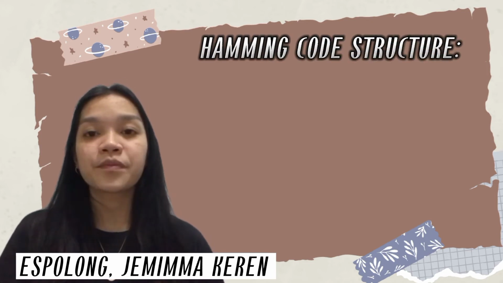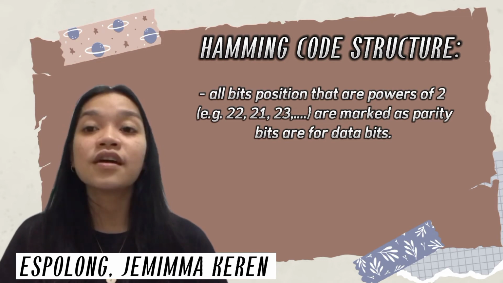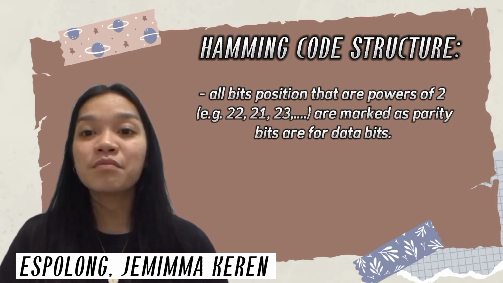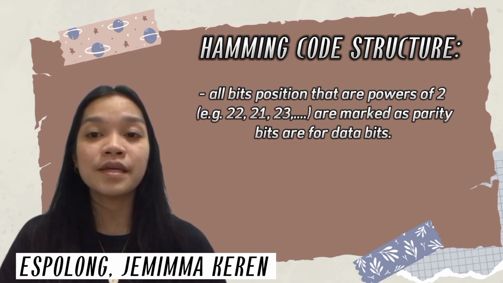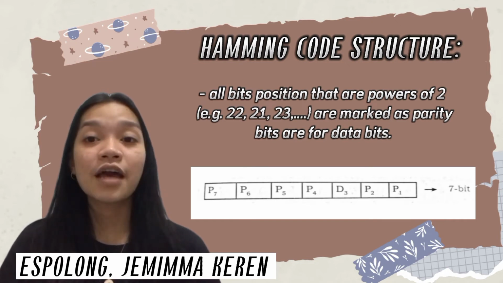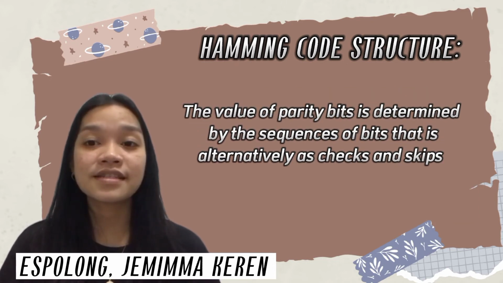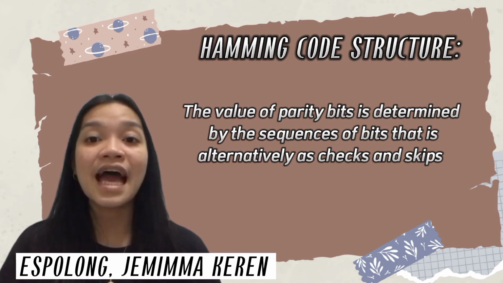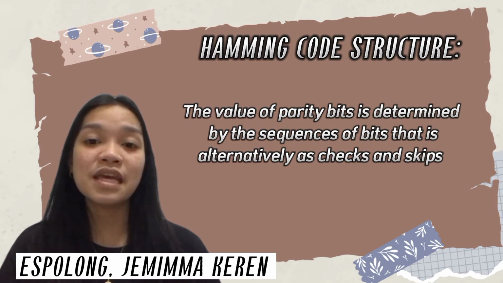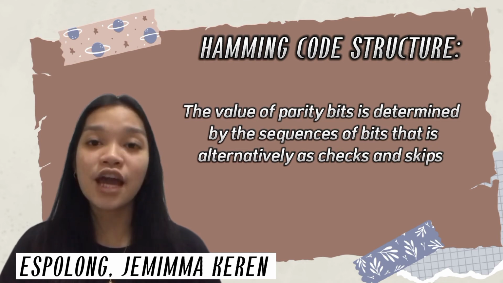Hamming code structure. Recall that all bit positions that are powers of 2, example 2^0, 2^1, 2^2, are marked as parity bits and the other bits are the 4 data bits: P1, P2, D3, P4, D5, D6, D7, 7 bits. The value of parity bits is determined by the sequence of bits that alternately checks and skips. If the receiver did not get the correct message, there must be an error in the message. We can use Hamming code to detect and correct the error.